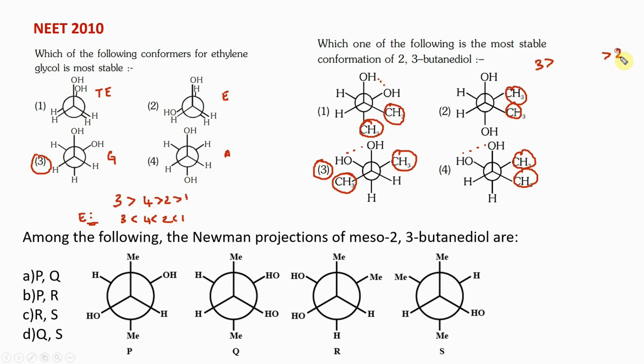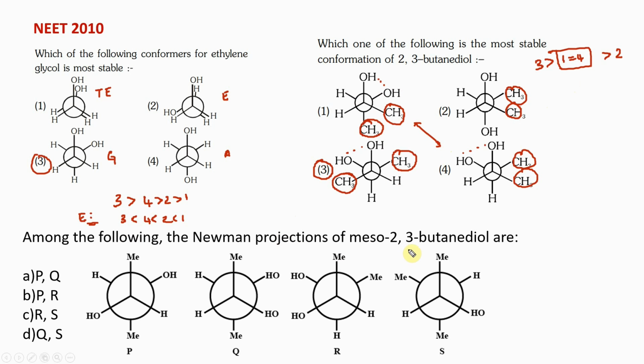3 greater than 2. Now between 1 and 4, both have hydrogen bonding. Correct? In both, the methyl groups are adjacent. Meaning 1 and 4 are actually the same conformation. Just rotate it, that's all. Now take 1, rotate this bond 60 degrees, you will get this. The OH will go here, this methyl will come here. That's what this is. So 1 and 4 are the same. Here it's hard to say gauche and anti because there are too many groups. So 1 and 4 are literally the same in energy.